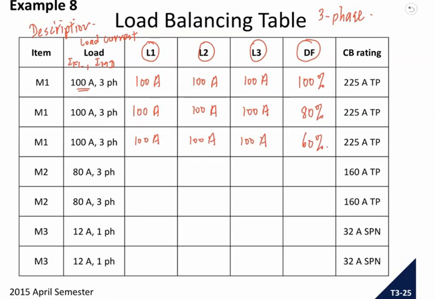Then we move on to the next category, M2. In this case, the full load is 80, and it is also a three-phase machine. So we put 80 across all three phases. And this is 100, this is 80, and we do not have 60. And we move on to the third category.